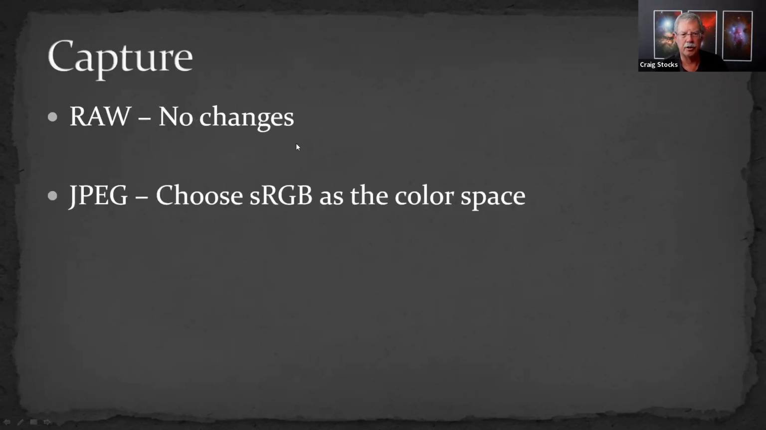So capture: if you're shooting in RAW, you're already good to go. You don't need to do anything different. If you're shooting in JPEG, you may want to look in the manual, find out where this color space setting is, and ensure that you're using sRGB so that you're getting a good standard to work with further down the line. So capture is easy.